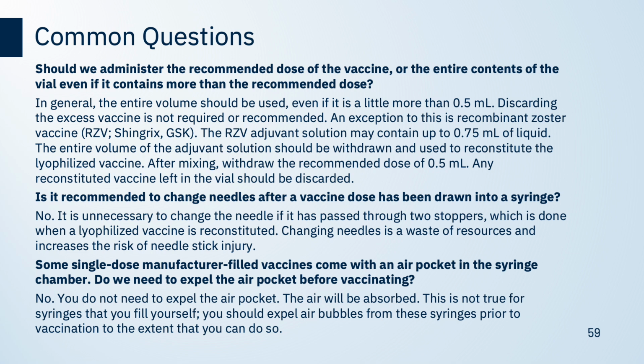An exception to this is recombinant zoster vaccine, such as RZV, Shingrix, or GSK. The RZV adjuvant solution may contain up to 0.75 milliliters of liquid. The entire volume of the adjuvant solution should be withdrawn and used to reconstitute the lyophilized vaccine. After mixing, withdraw the recommended dose of 0.5 milliliters. Any reconstituted vaccine left in the vial should be discarded.